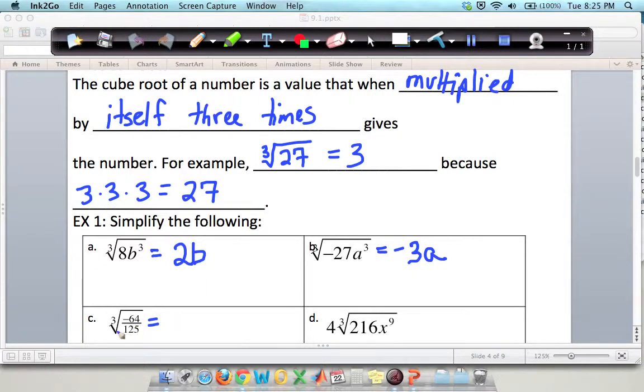For C, I need what number multiplied 3 times gives you negative 64, and that would be negative 4. And what number multiplied by itself 3 times gives you 125, and that is a 5. So this simplifies to be negative 4/5.